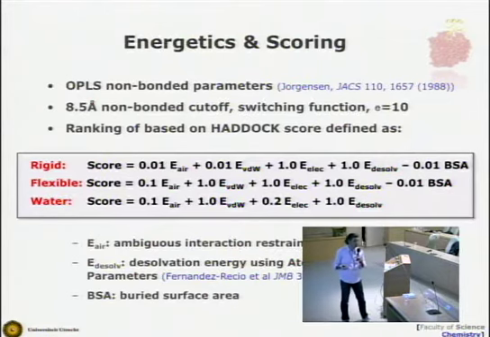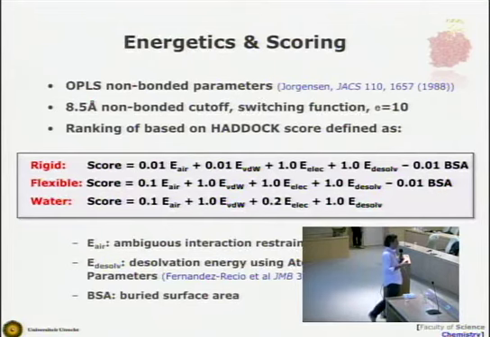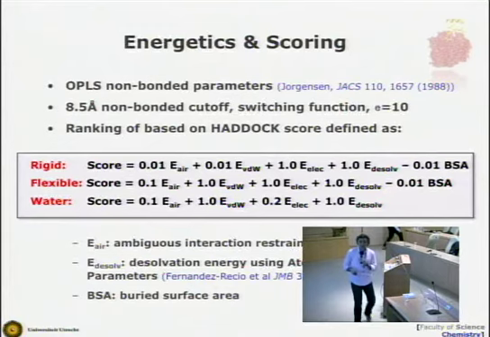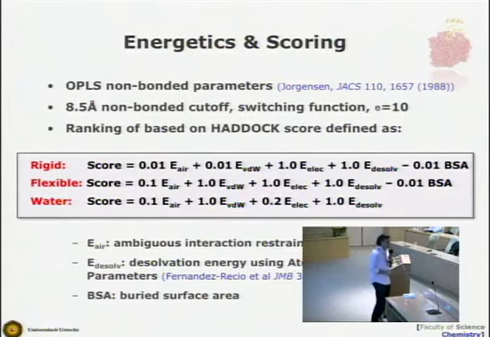If you bury charges, usually it's not good because you have to desolvate those charges to bury them, and you are going to pay a penalty in doing that. So this is an empirical term that was developed by Fernandez-Recio. And in the initial stage, we also use the buried surface area. So how large is the interface that you create as a scoring scheme?